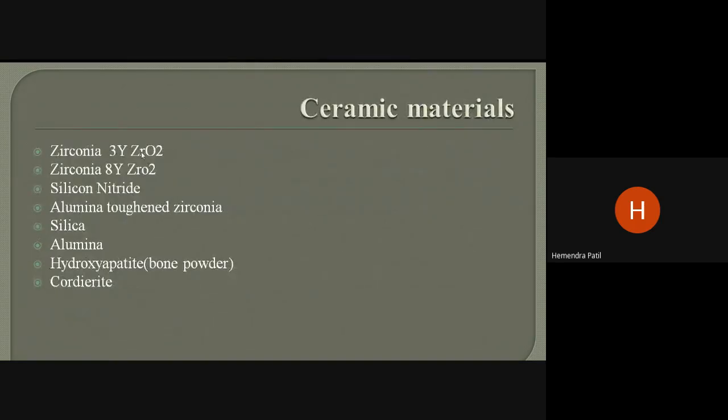Here are some of the ceramics I have shown, which are easily available in the market: zirconia 3Y, zirconia 8Y, silicon nitride, aluminum toughened zirconia, silica, aluminum, and hydroxyapatite, which is a bone powder used for making some biomedical implants and making bones by FDM. And the next one here is the polydiorite.